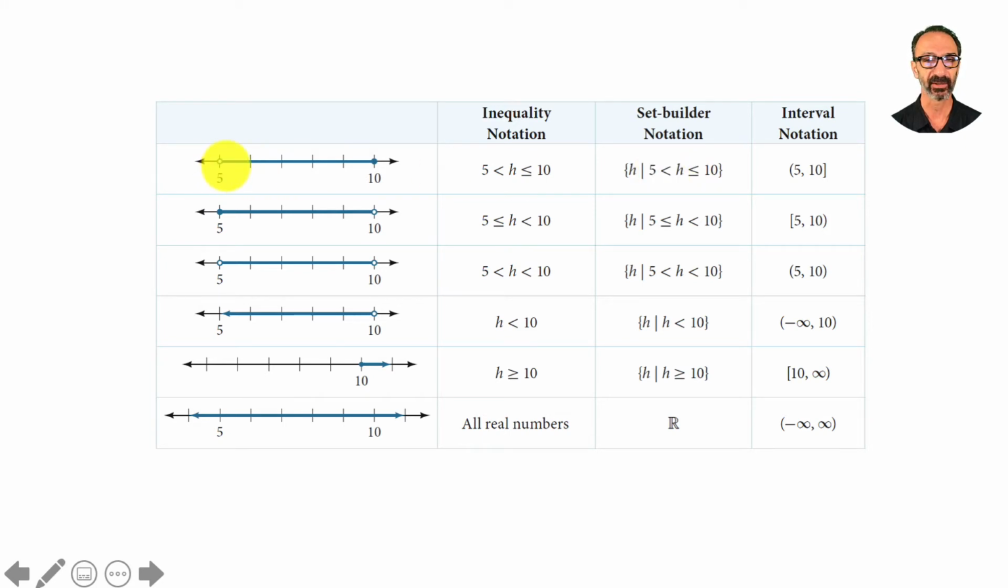As you can see, not including 5, 5 is out, it's an open circle, and less than or equal to 10, including 10 also, it's a solid filled dot. As interval notation, it's from 5 to 10, not including 5, including 10. And the rest are more examples. And let's see some individual ones one by one.